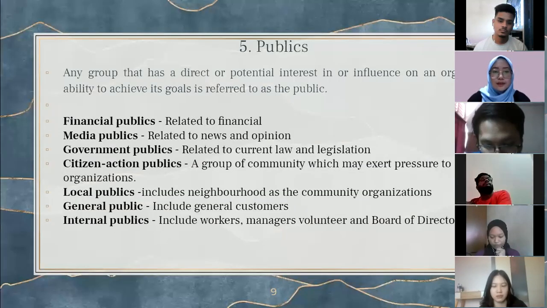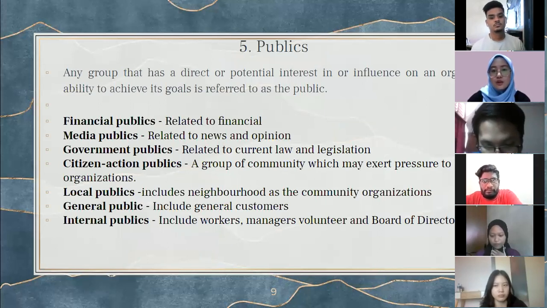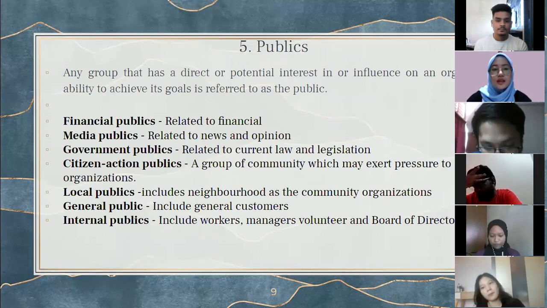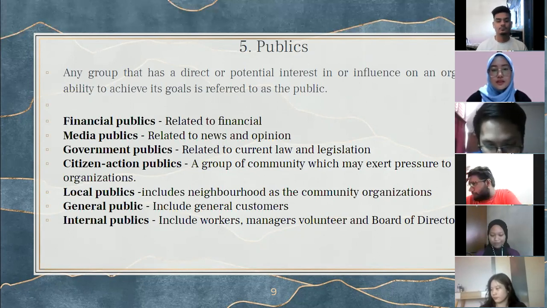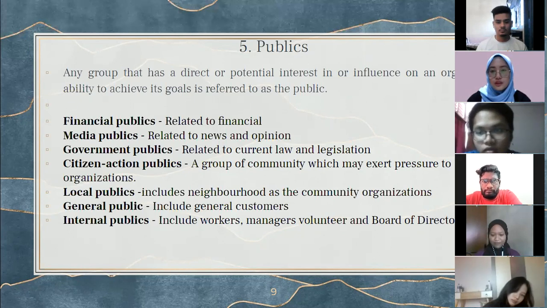So the next one is publics, which is any group that has a direct or potential interest in or influence on an organization's ability to achieve its goals. So there are 7 publics in the marketing environment. The first one is financial publics, related to finance, such as banks. Media publics, related to news and opinions, such as television and newspaper. Government publics, related to current law and legislation. Citizen action publics, a group of community which may exert pressure on the organization.